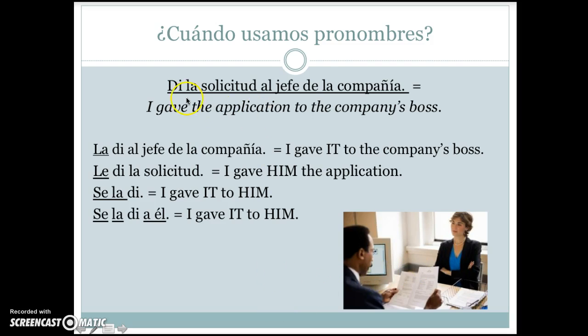So here we have some examples. The first sentence with all the information, no pronouns. Di la solicitud al jefe de la compañía. I gave what? The application to who? To the company's boss. Well, I might want to shorten that. I gave it to the company's boss. I gave him the application. I gave it to him. Here, I gave it to him, but with an emphasis on him, which we'll see. So we have in Spanish, la di al jefe, le di la solicitud, se la di a él. Es mucha información. So let's go over it all and then revisit this slide and see if it makes more sense at the end.